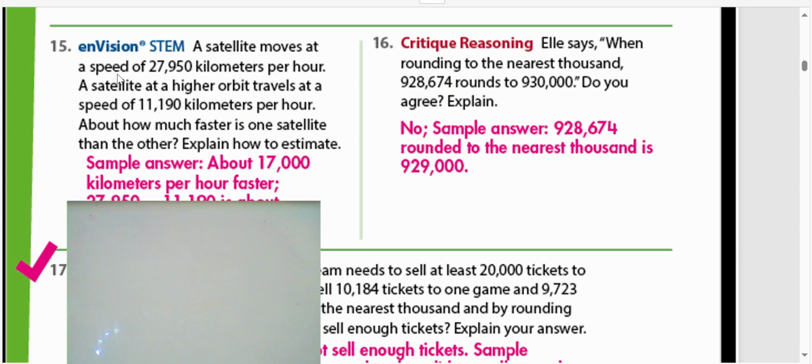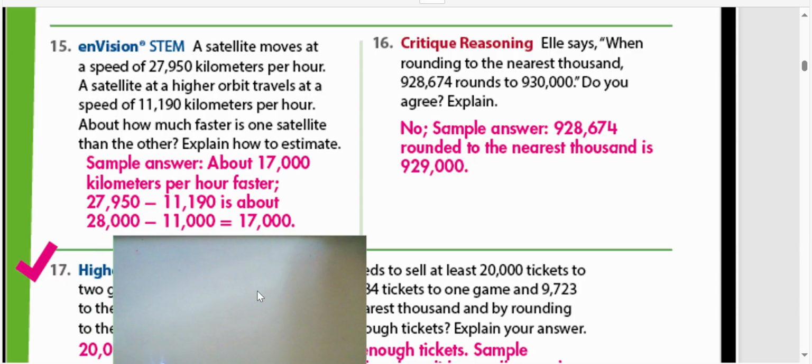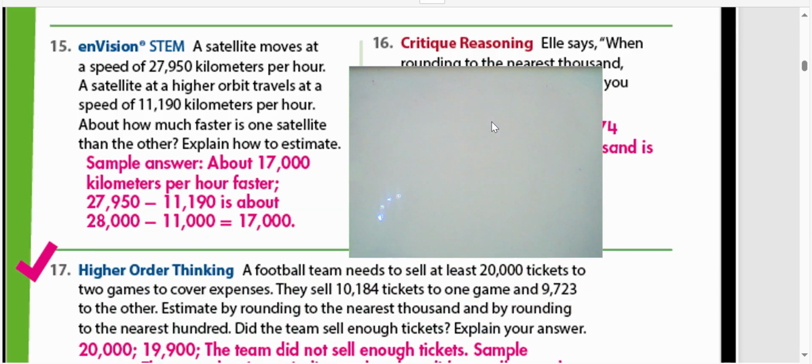A satellite moves at a speed of 27,950 kilometers per hour. A satellite at a higher orbit travels at a speed of 11,120 kilometers per hour. About how much faster is one satellite than the other, and explain how to estimate. We can find the first and second numbers, and approximate them together to find the answer between them, like this. Steps. Okay, I will explain the steps here.